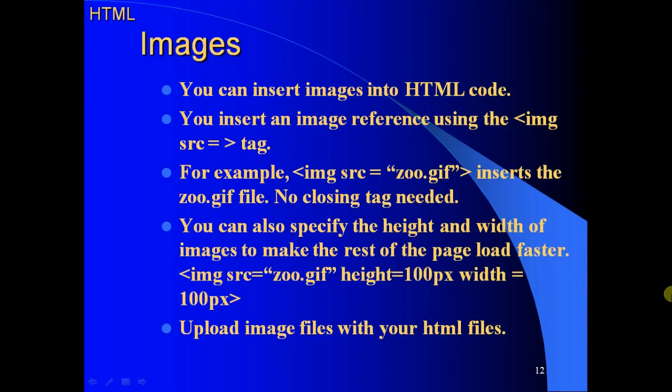Images can also be inserted into HTML code. You can insert an image reference using the img tag and also the src attribute. This is done by specifying the file's path name to the src attribute. You can also specify the height and width of the image to make the rest of the page load faster.